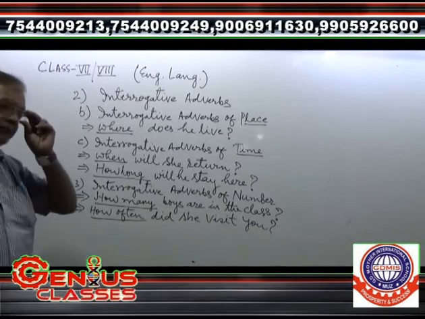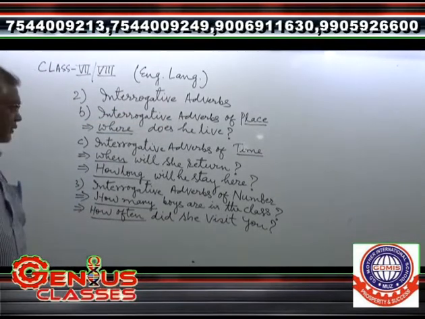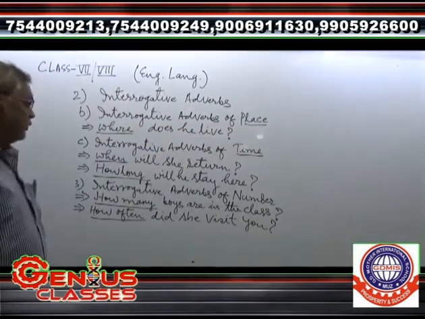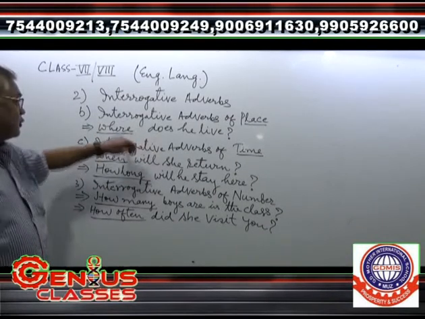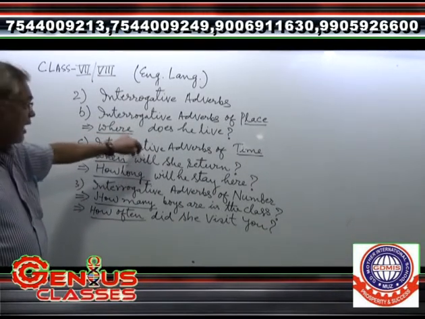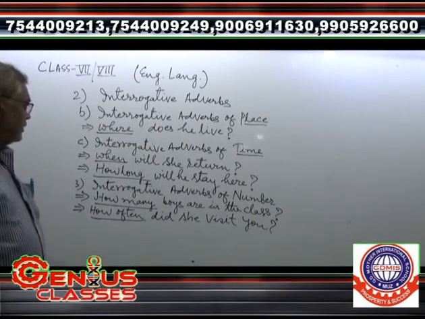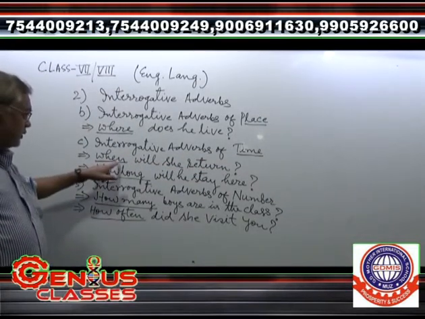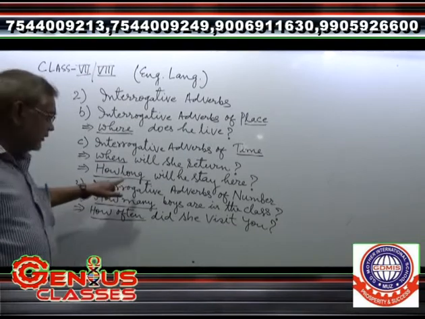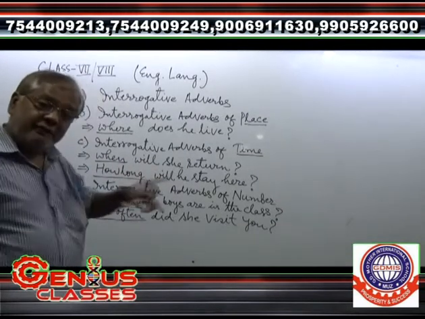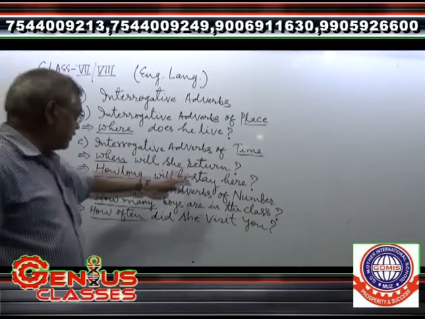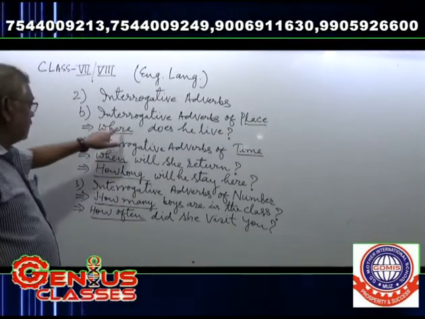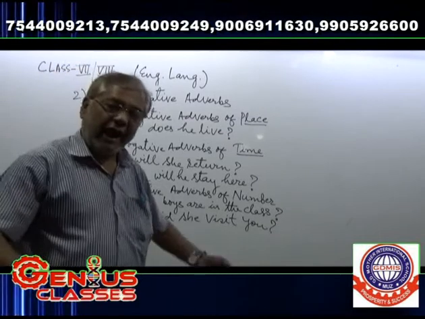So another kind is interrogative adverbs of place. Place means, where does he live? The word where is an adverb and it shows the place. Now interrogative adverbs of time. These particular words like when and how long indicate the adverb of time. So, when will she return, or how long will he stay here? The underlined interrogative words are also adverbs.